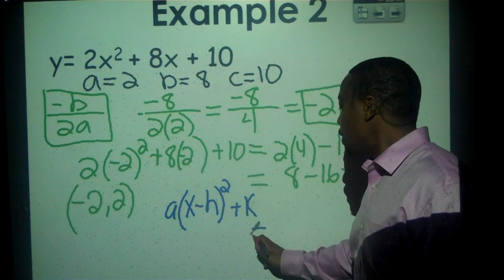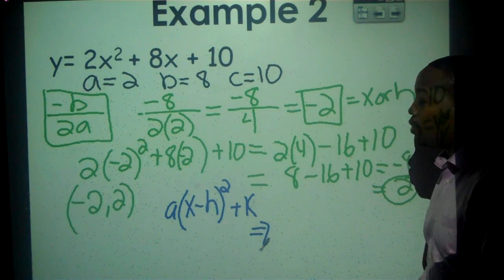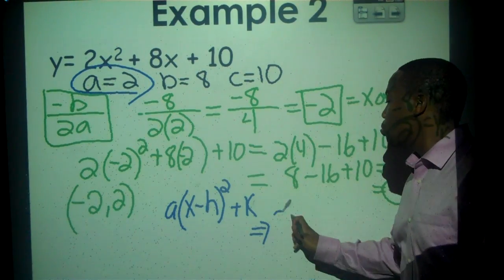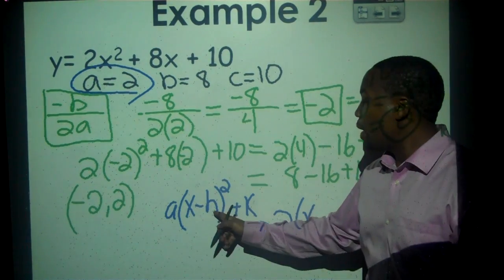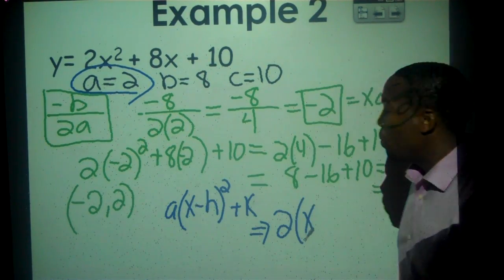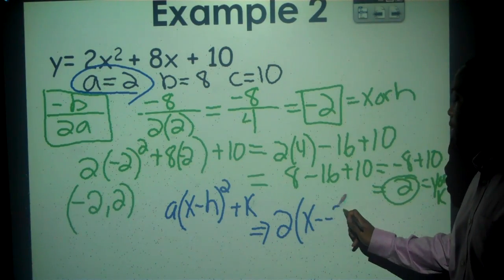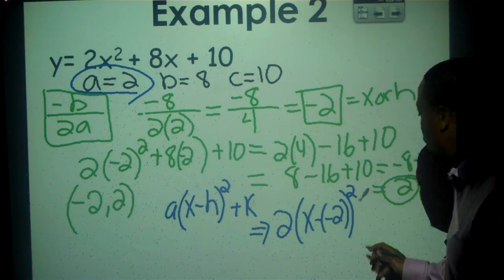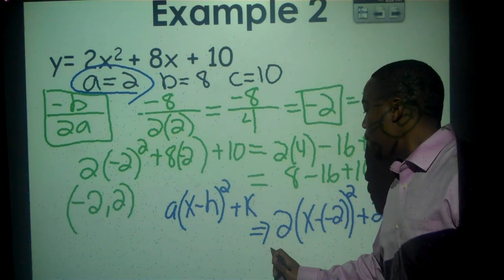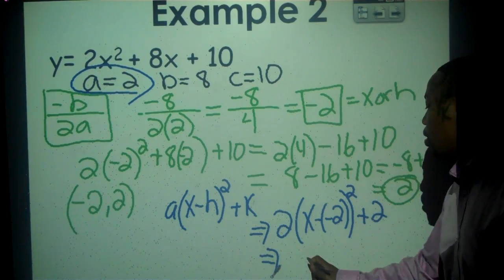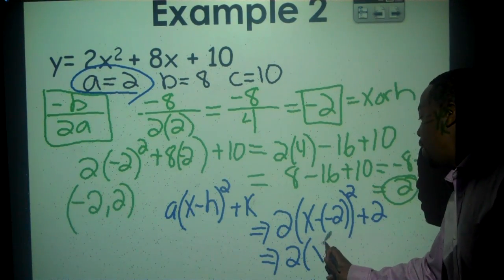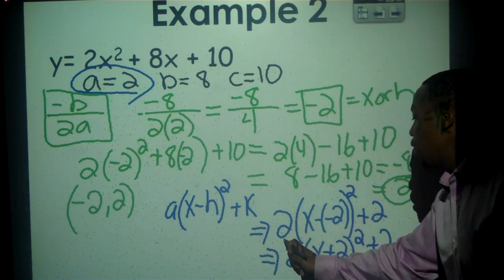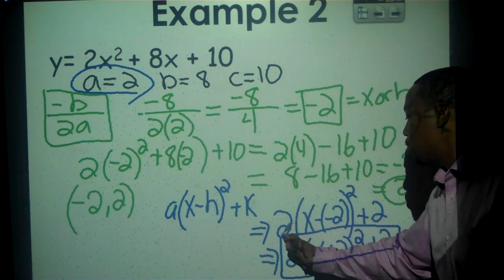Now I take my answers, and what do I need to look for? Take my a. What's my a in this situation? My a is going to be 2. I've got a minus h here, so because of this, what happens with this negative 2? It goes in as x minus negative 2, so x plus 2, squared, and what's my k? 2. So now my answer will be 2 times (x plus 2) squared plus 2. And here is my answer.